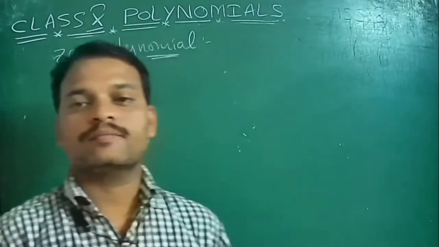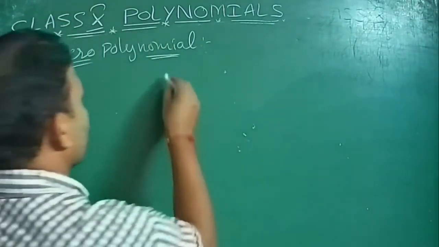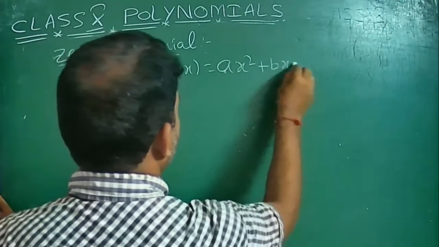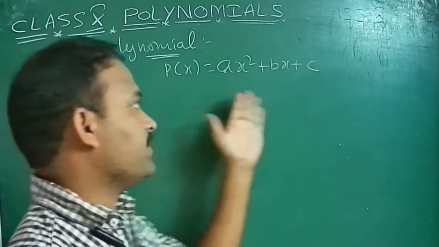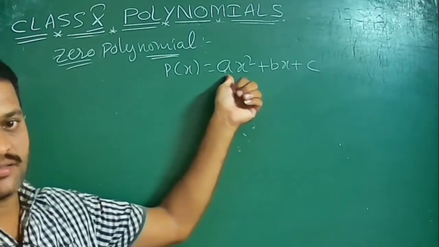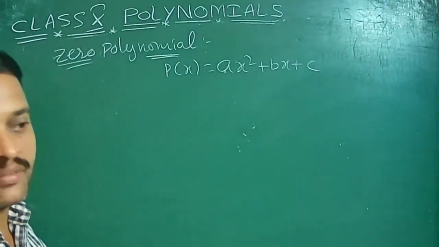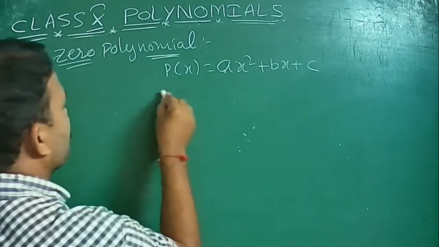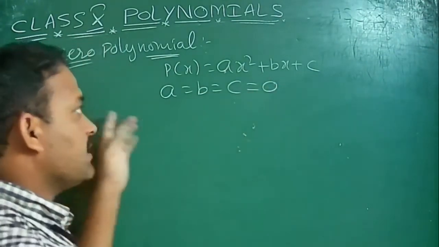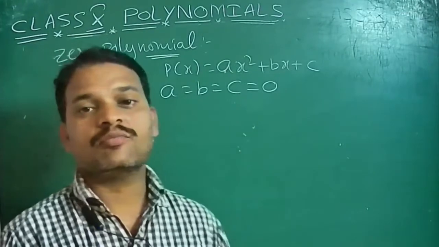Next, what is a zero polynomial? Suppose p of x equals ax square plus bx plus c, where a, b, c belong to complex numbers and the leading coefficient a is not equal to 0, as per the definition of a polynomial. A zero polynomial means a equals b equals c equals 0, that is, all the coefficients must be 0. Then it is called a zero polynomial.